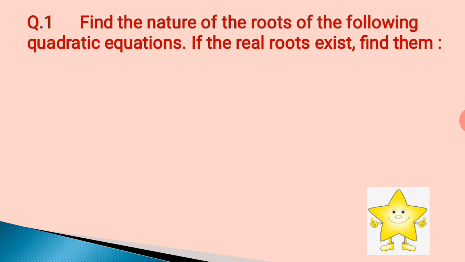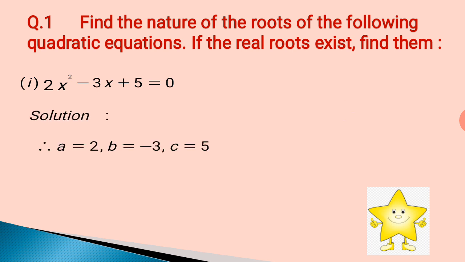Question number 1, it's quite easy. Find the nature of the roots of the following quadratic equations. If the real roots exist, find them. If they exist, then only you have to proceed. Now, the very first sub-question, we are going to select A, B and C from here. A is 2, B is minus 3, consider the sign also, and C equal to 5.